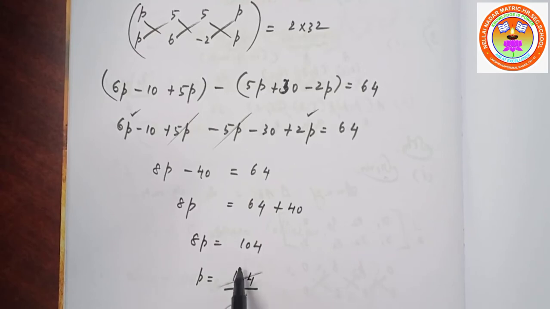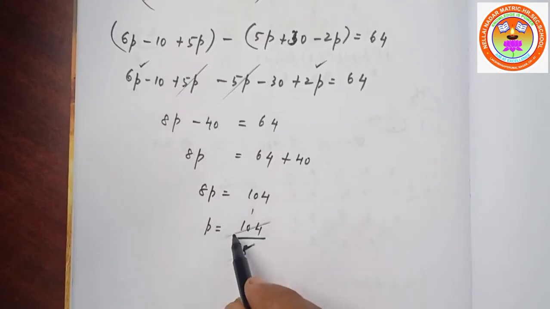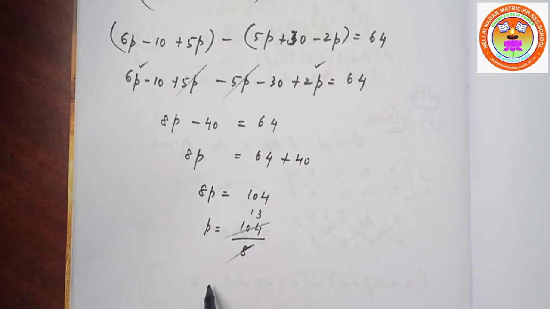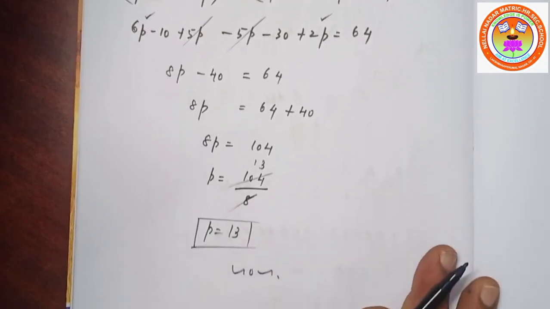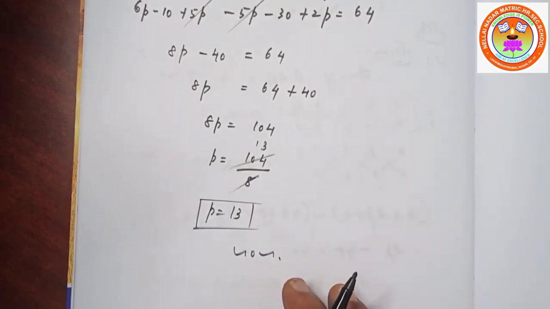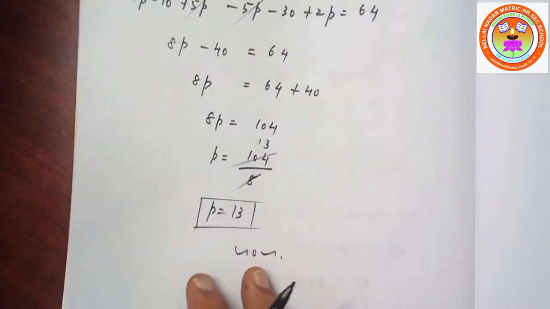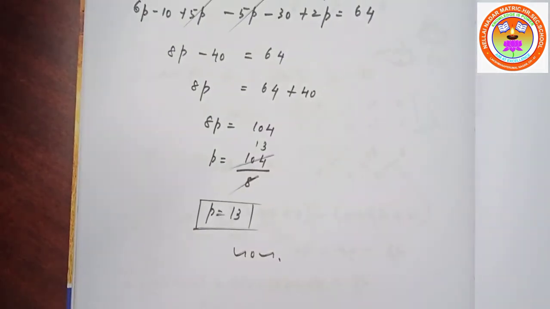8 table, how many times? 8 ones are 8. We have the balance 2, then 4, 24. 24 how many times? 3 times. 8 3s are 24. That is the value of p. Subdivision number 2 also completed. Now problem number 3 is over. I will be teaching problem number 4 in the next video.